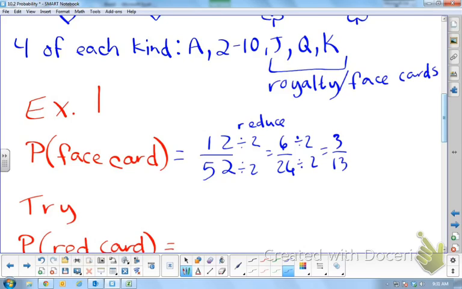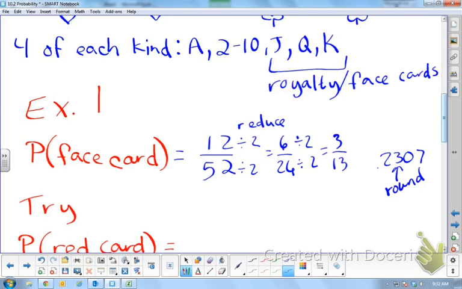Now I also want to get the percent. How do I find a percentage from a fraction? You actually do the division and then you multiply it by 100. So in your calculator you're going to do 3 divided by 13. What do you get when you do 3 divided by 13? 0.23. Now, I do want you to round correctly.